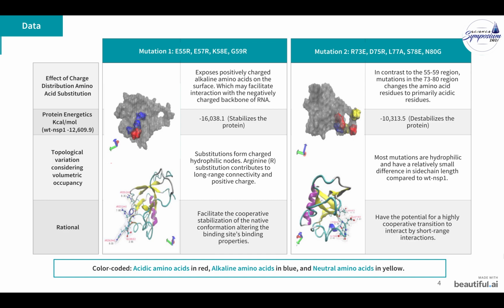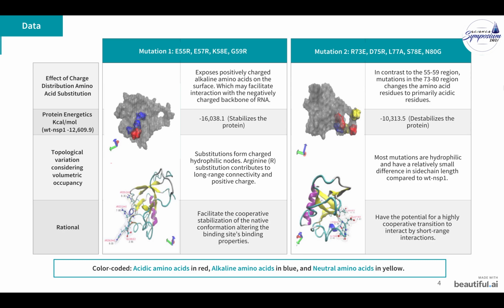Now comparing and contrasting both these mutations with respect to the features we studied, the first being effect of charge distribution, which would take into consideration amino acid substitutions. We can see the images on the top as surface representations that show acidic amino acids in red, alkaline amino acids in blue, and neutral amino acids in yellow.